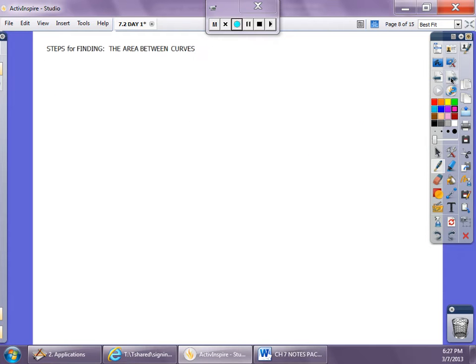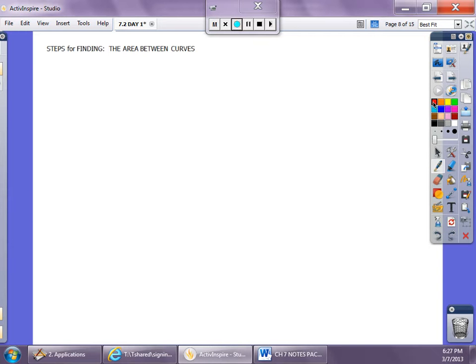So now I'm going to go into, what do we do to find the area between curves? Well, there's two types of problems you'll get. You'll get some where the graph is given, and that's going to be a lot easier. And you'll have some where the graph itself is not given. If the graph isn't given and it's easy to draw, do it. It makes it a lot easier to have the graph.